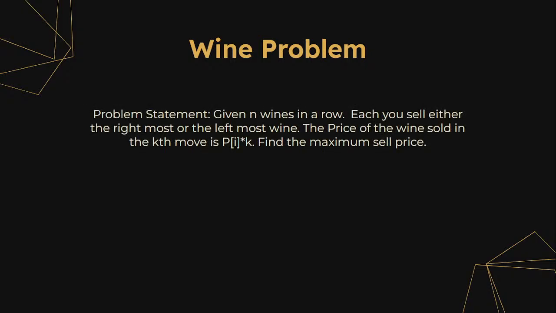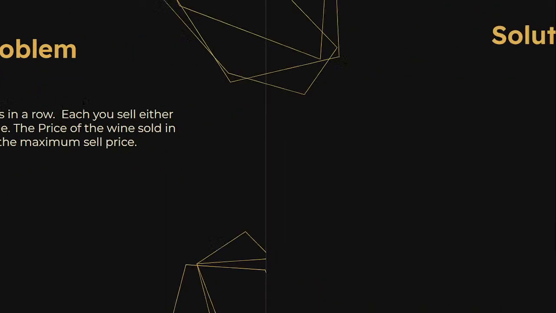So the problem statement is we have n wines in a row. You can imagine n wine bottles in a row. You can sell either the rightmost one or the leftmost one. Now the price of the wine sold in the kth move is p_i times k, i.e. the original price of the wine times the move in which it is sold. We have to find the maximum sell price we can obtain by changing the order in which we sell the wine. Constraints are n is 1000 and a_i is 2^9.